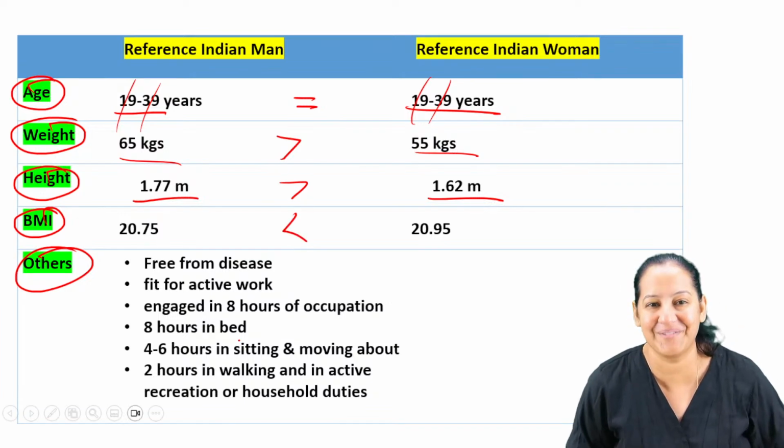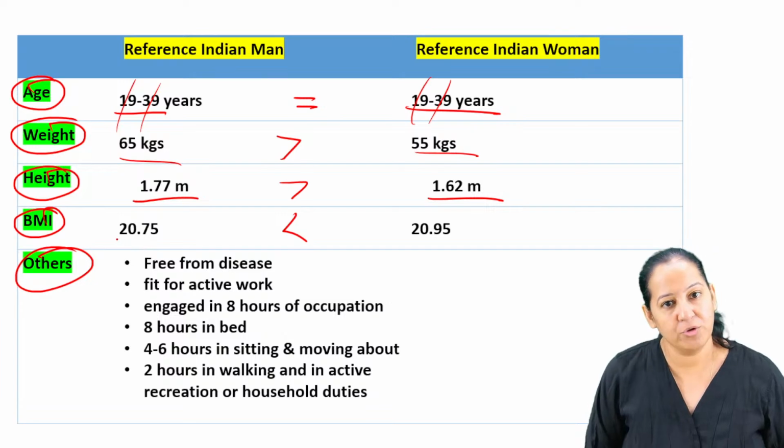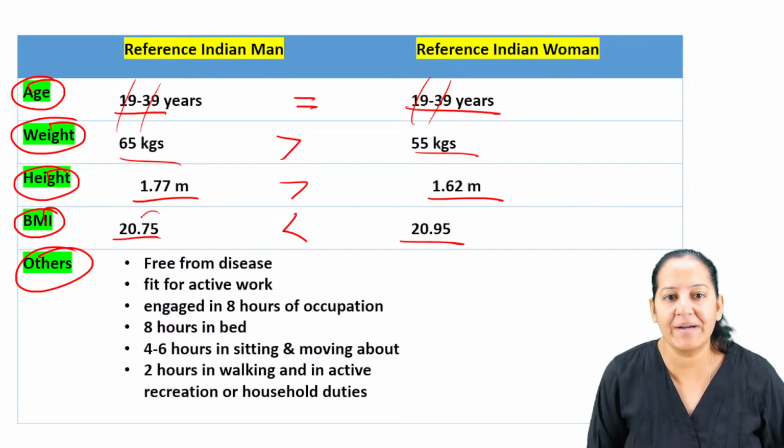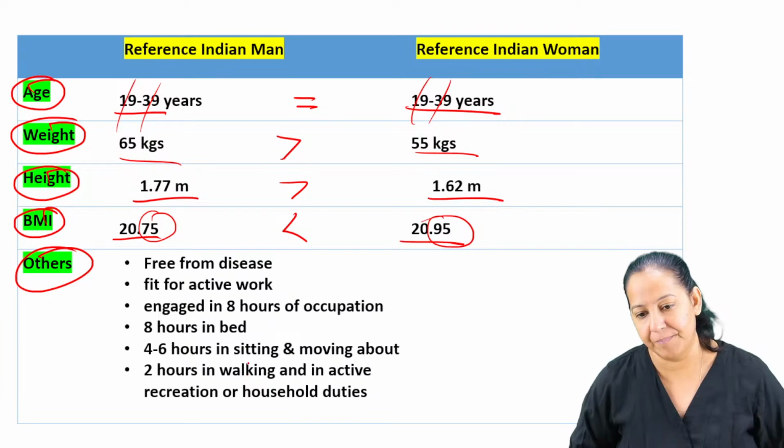But BMI is more in females. According to BMI, both of them are around 20. Here 20.75, here 20.95. That is the BMI.